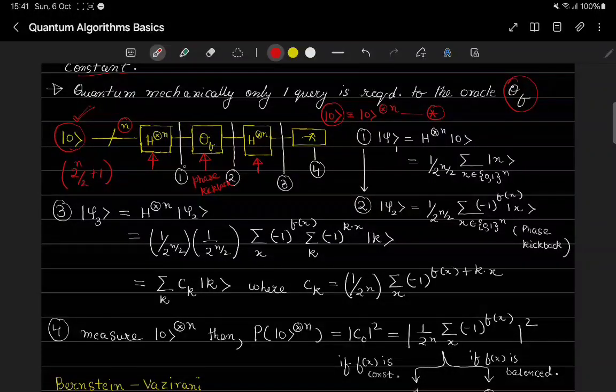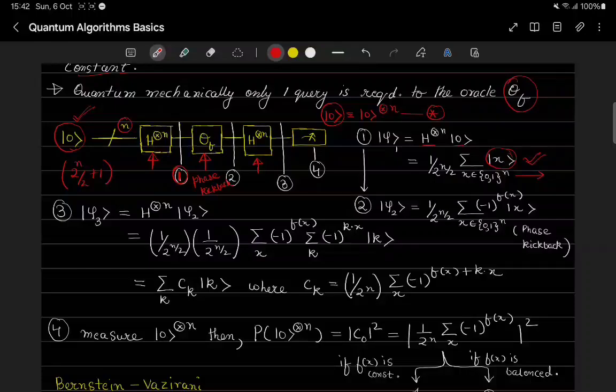The first step is what happens after the first Hadamard gate. After the first Hadamard gate, we have 0 acted on by the Hadamard gate, and we get a state like this. Ignoring this factor, it is an equal superposition state of all the bit strings that are possible of length n. So this is the first thing. And how does this come about? It comes about by the action of the Hadamard gate that we discussed in the previous video.